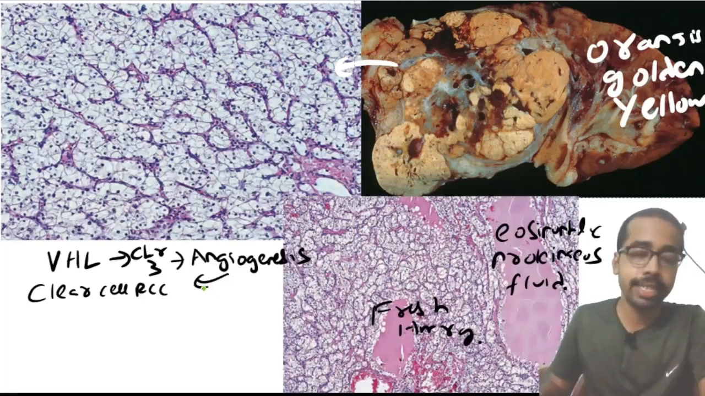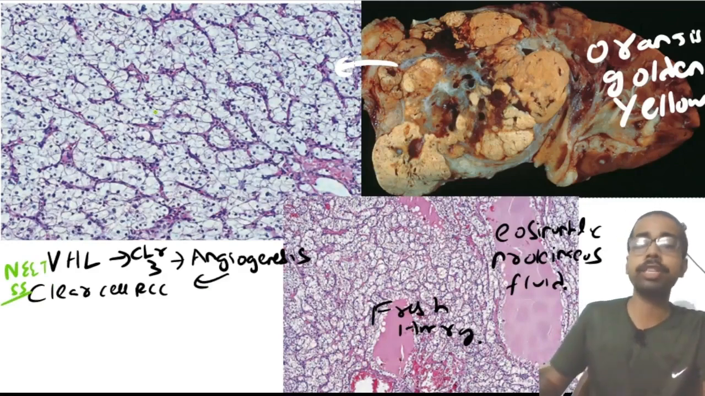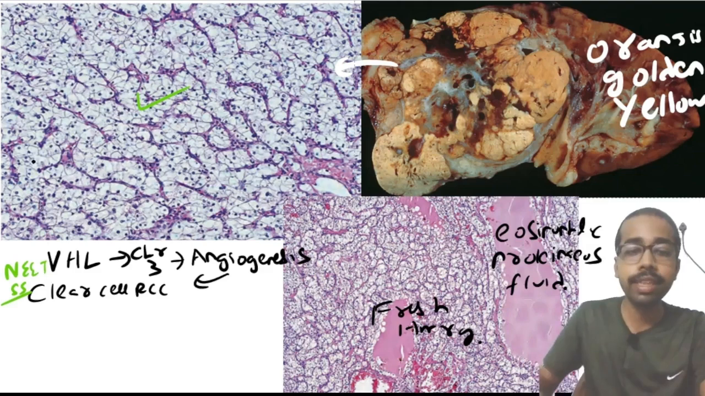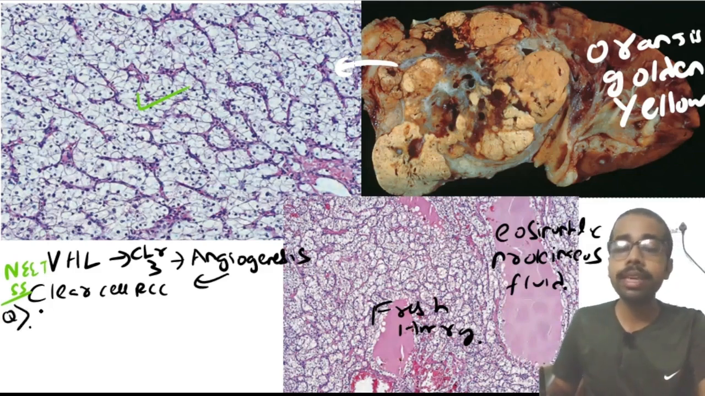In the last NEET assess, they gave a question. Let me write here, NEET assess. They gave the picture of a clear cell RCC. That was quite easy to diagnose. And in the question, you know what they asked? They gave a scenario. They told that there is a renal tumor. The renal tumor image they have given, right?